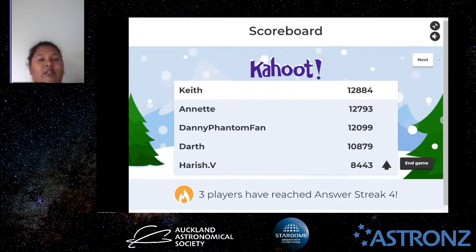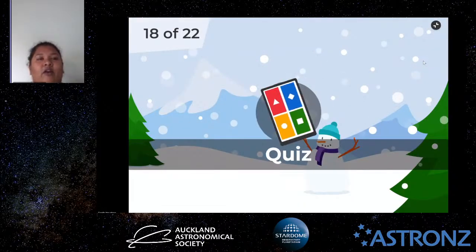All right, we've got someone new on the leaderboard. Harish has now joined in 5th place, but Keith is still holding that top place there. Let's see how we go.